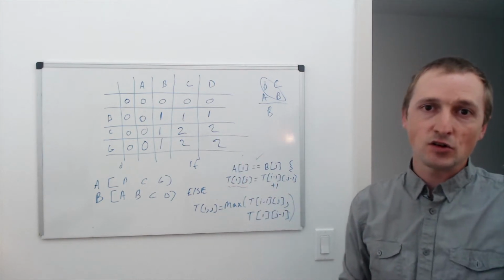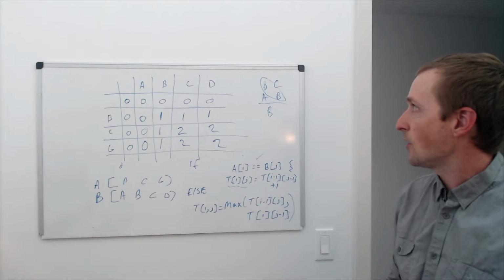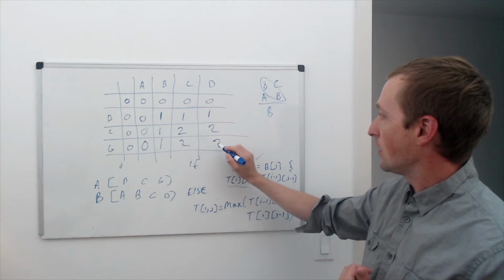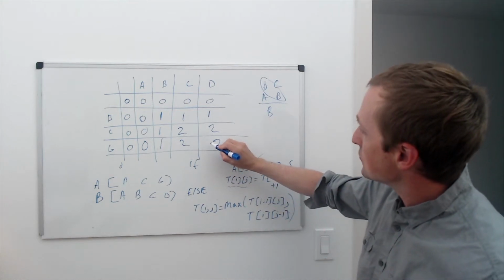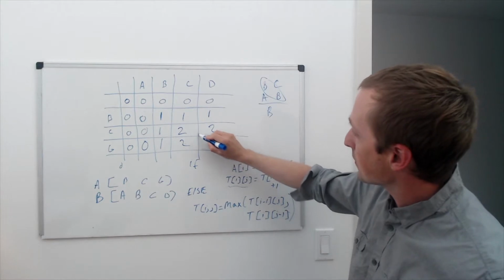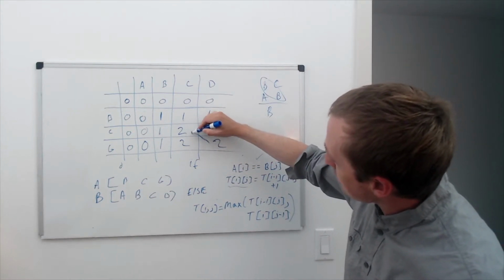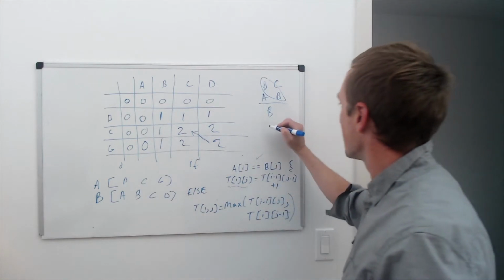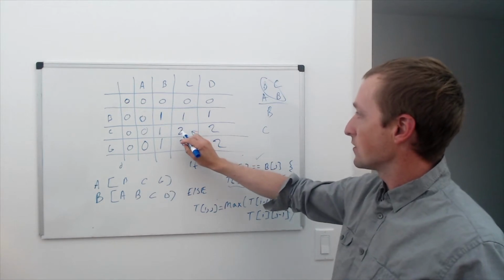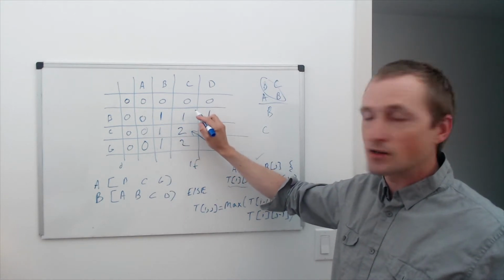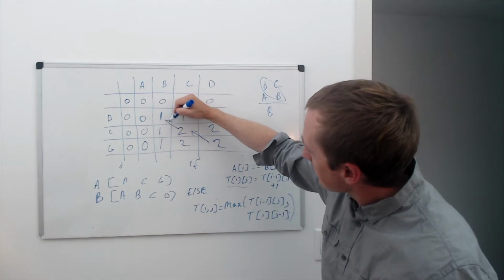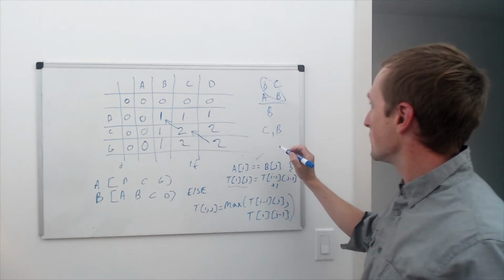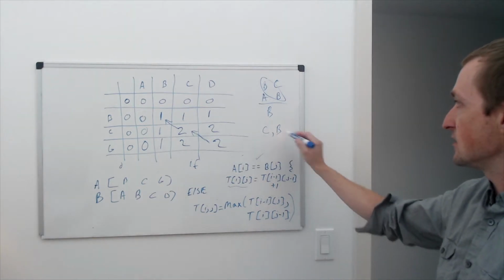So then to return the strings, what we'll do is we'll compare 2. Where did this 2 come from? This 2 didn't come from here, didn't come from here, it came from here. So any time you move in a diagonal direction, you'll return that character. So we'll return C. And then where did this 2 come from? It didn't come from the 1, it didn't come from this 1, it came from this 1. So then we will return this B. So our longest common subsequence is C and B.